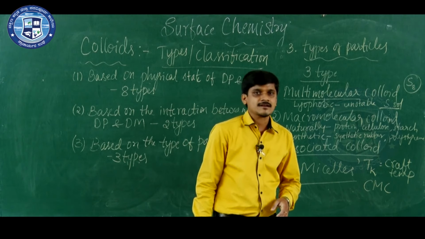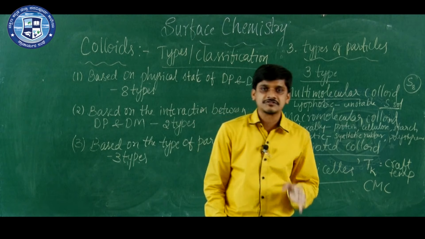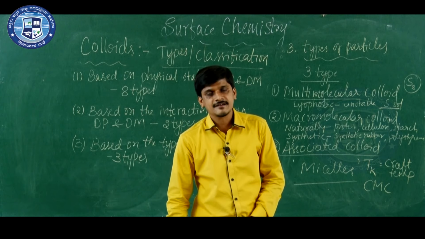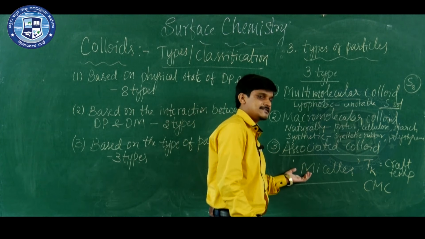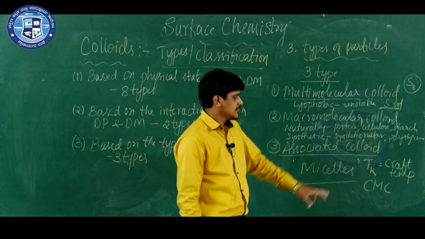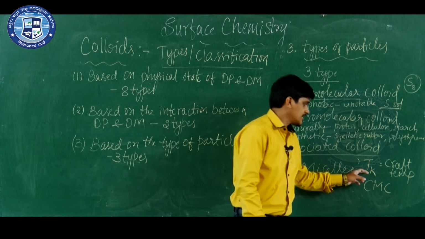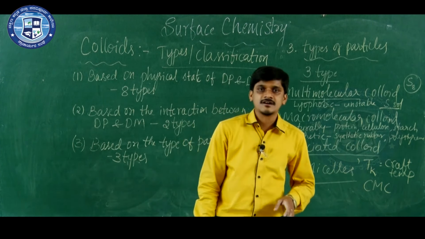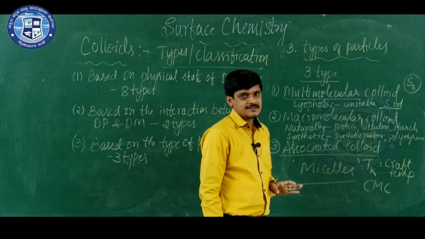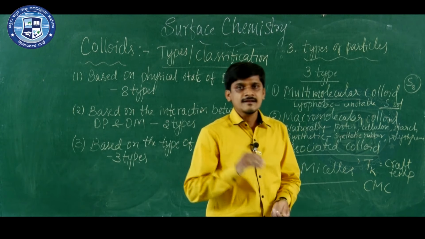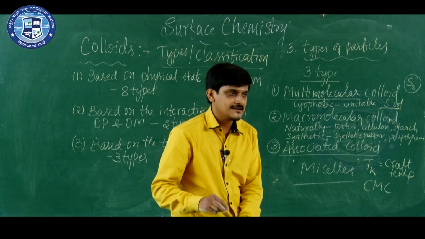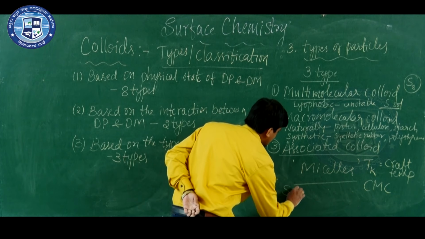Now, what is an associated colloid? These are substances which behave as strong electrolytes at normal concentration and as colloids at higher concentration due to the formation of aggregates. Those aggregates are called micelles. This micelle formation takes place only above a certain temperature called the Kraft temperature and above a certain concentration called the critical micelle concentration. So this is about associated colloids. Now, there are some surface active agents, which are also called surfactants.